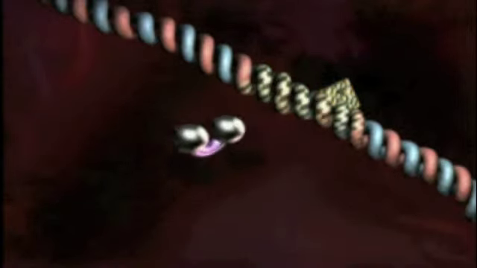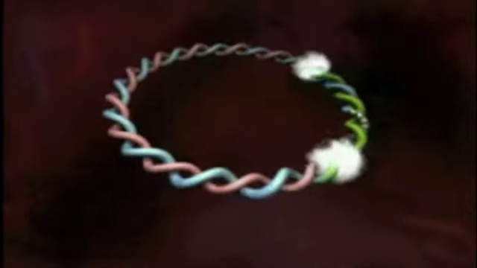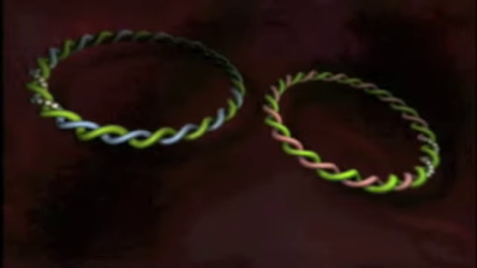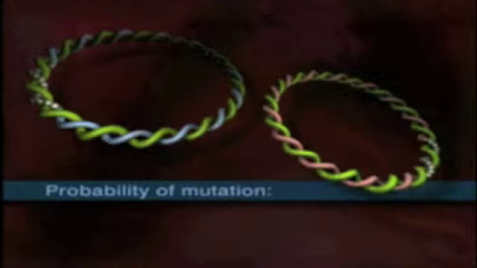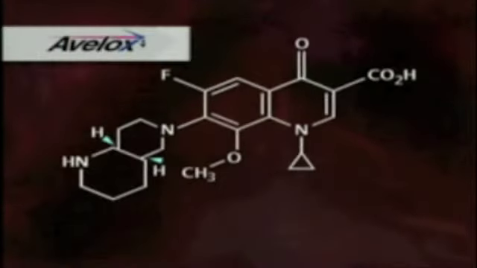Occasionally, a mutation within a bacterial cell's DNA can cause resistance to the older quinolones. The resistant cell successfully replicates, and the two daughter cells can now both carry the mutation, which makes them resistant to the quinolone. The chances of this occurring are about 1 in a million. Moxifloxacin is different to the older fluoroquinolones.